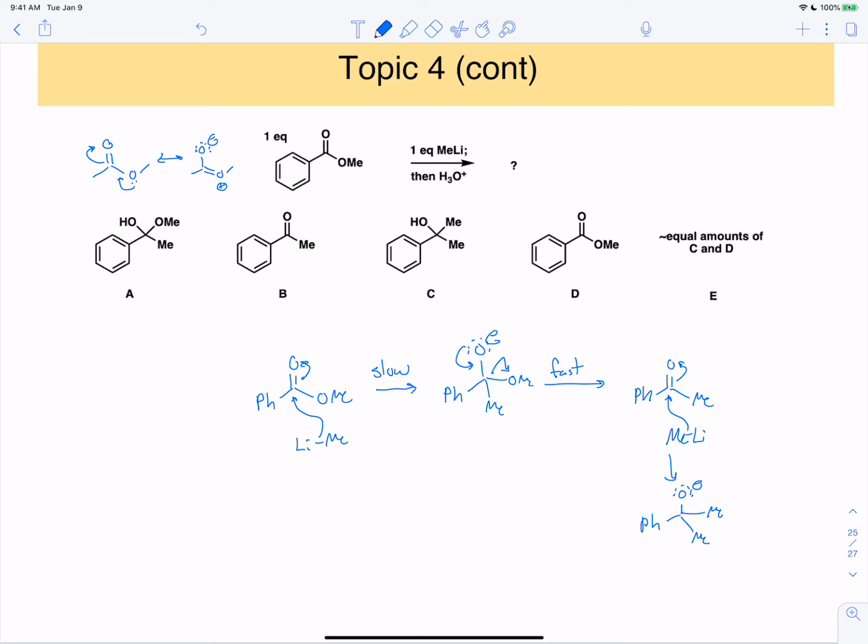So if you start with 1 and 1, you'd end up having about half of the original starting methyl benzoate and about half of C afterwards. So we're going to have about equal amounts of C and D.